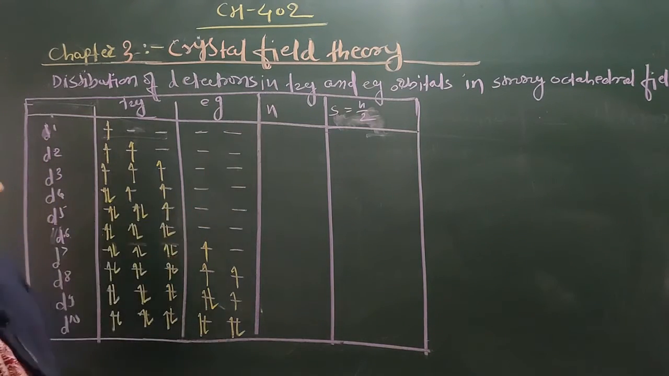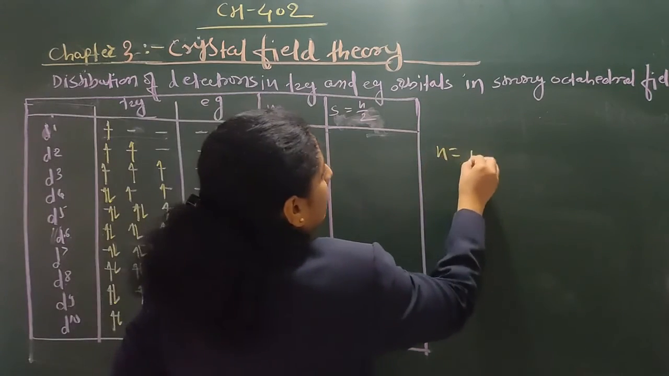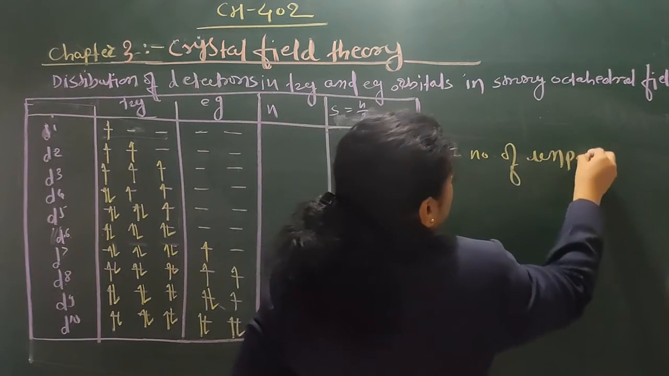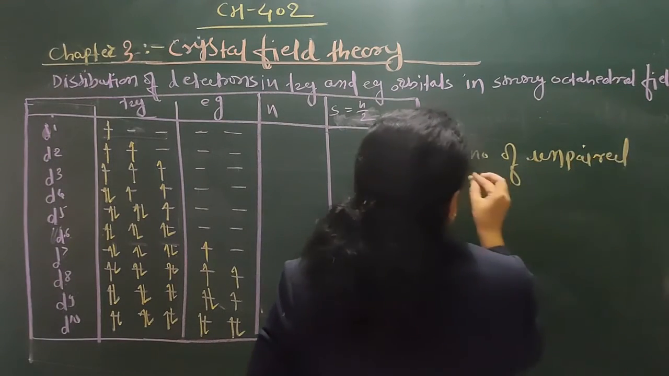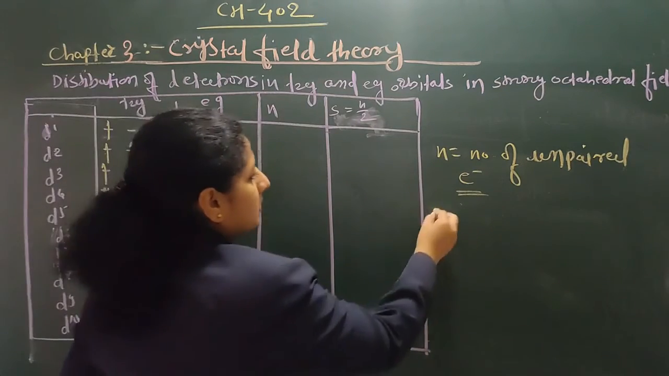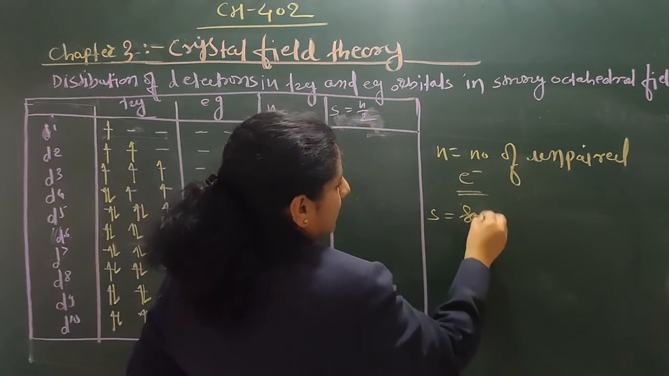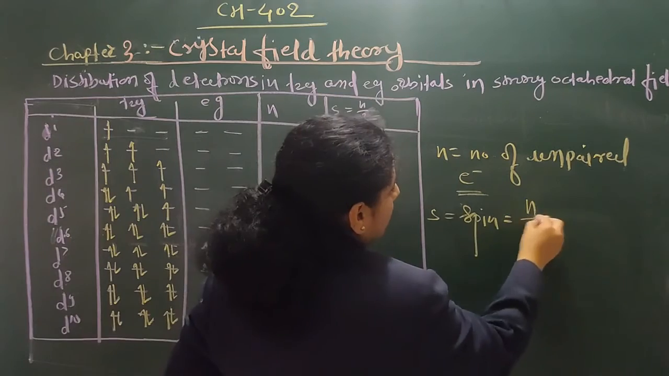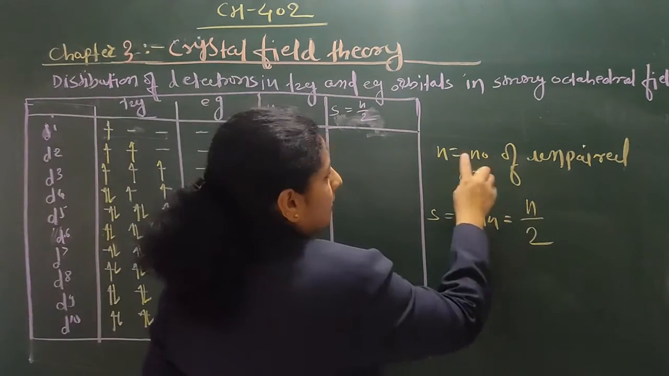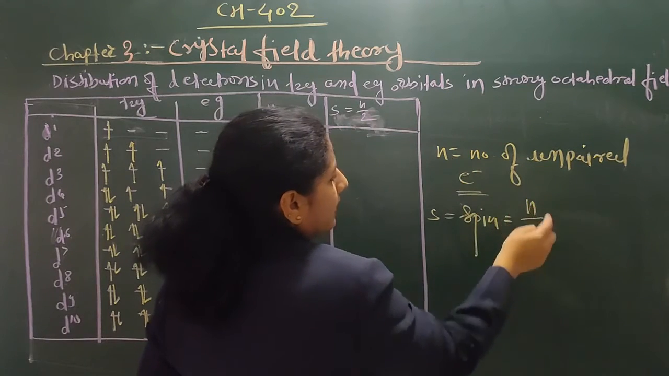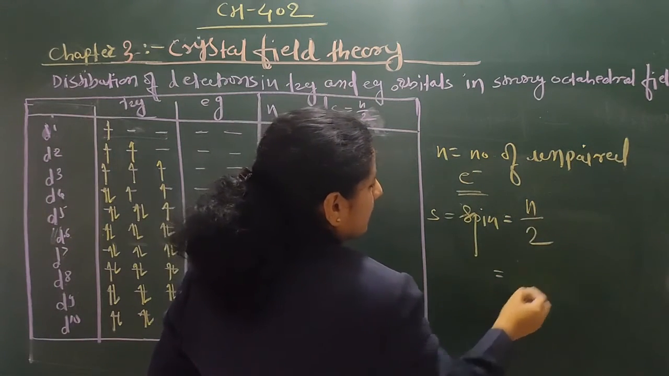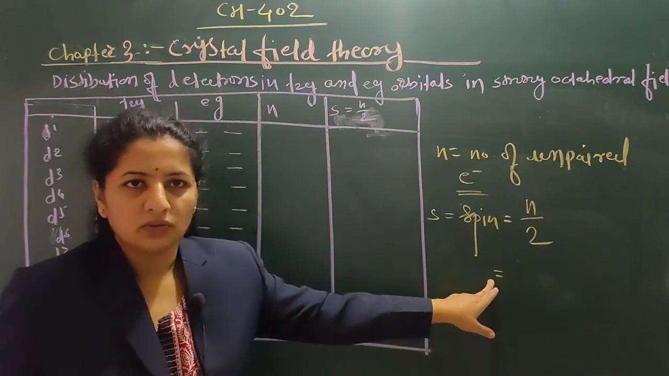So what is n? n is the number of unpaired electrons. And S is also known as the spin of the electron, and the simple formula to calculate spin is n by 2. n means the number of unpaired electrons, we put the number of unpaired electrons divided by 2, and whatever the answer is, that is the spin of that respective complex.